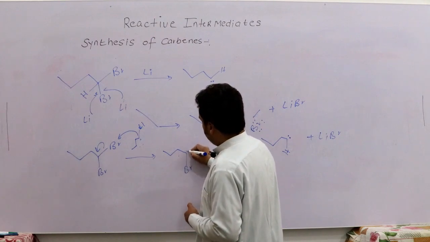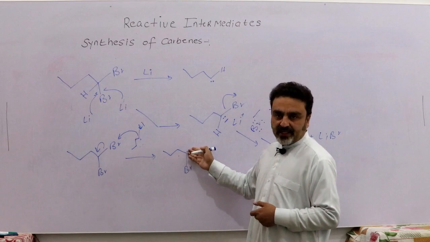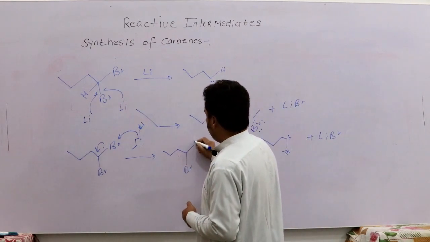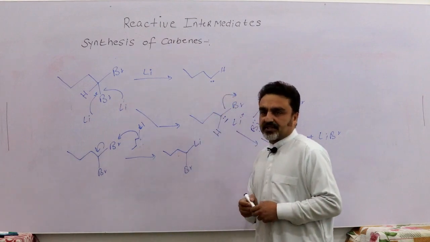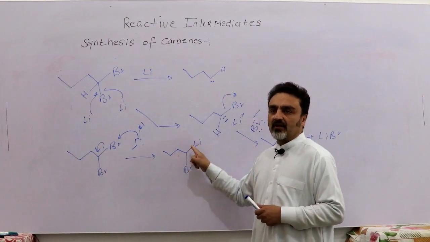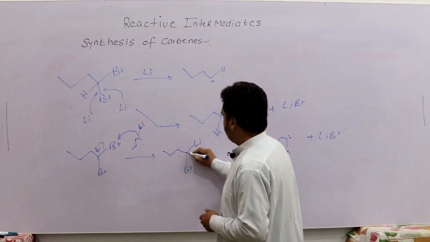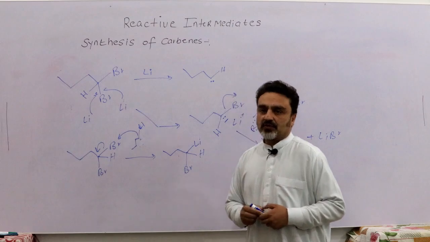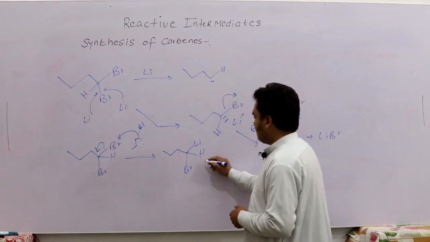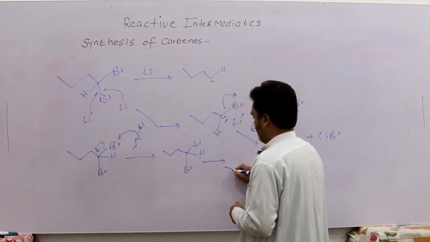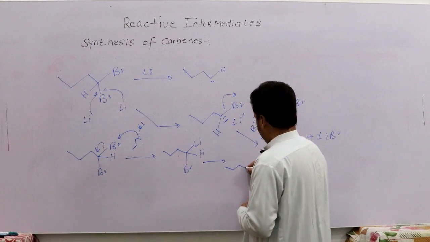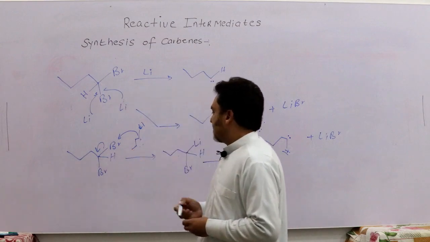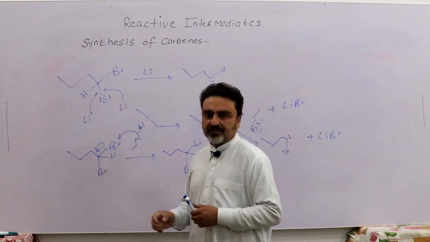So here it will acquire a negative charge, and lithium will stick now to this thing. Okay, you can write it like ionic or this. After some time this will leave, and along with this the lithium will again leave, because lithium has no chance to stick together with it. So this is called the halogen and lithium exchange reaction.